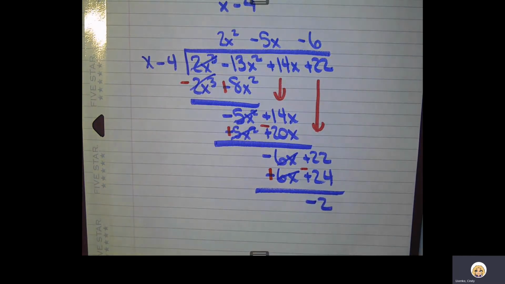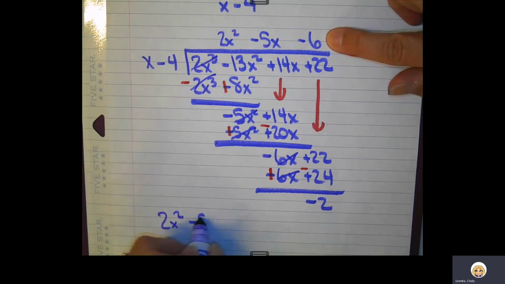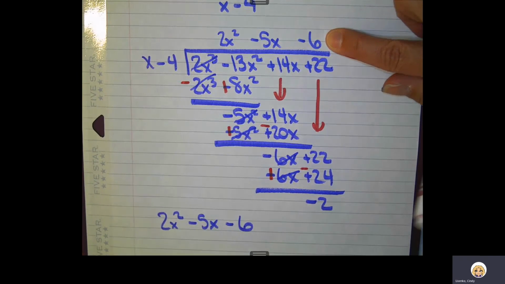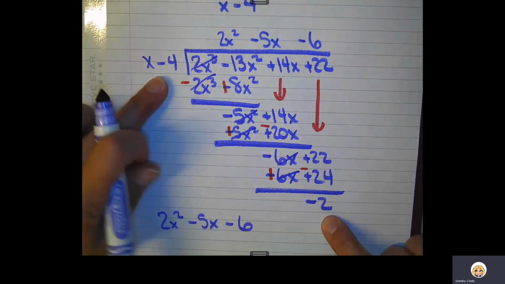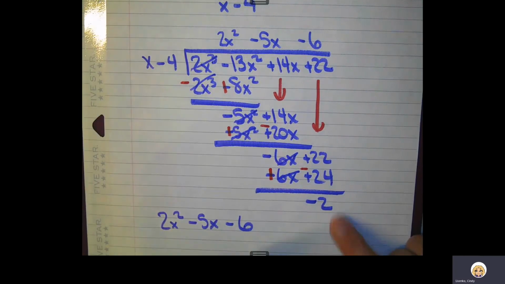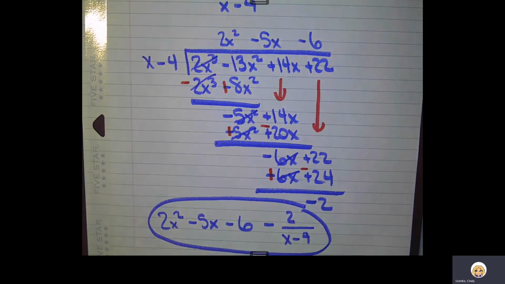So now I'm ready for my quotient remainder form. Quotient is what we got on the top. So we're going to write 2x squared minus 5x minus 6. At the end is going to be a fraction. So it's our remainder over what we divided. The remainder is negative, so I'm going to put minus 2. And we divided by x minus 4, so that goes underneath our remainder. There's your quotient remainder form.